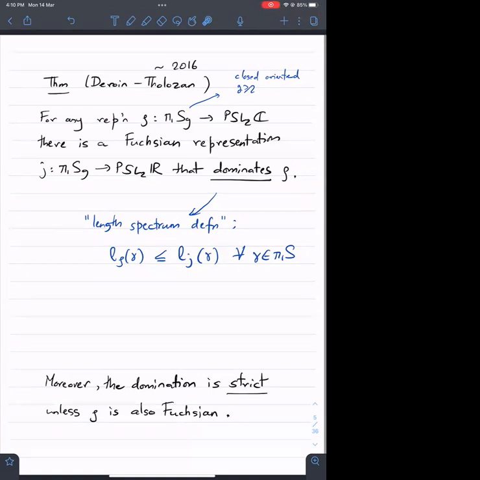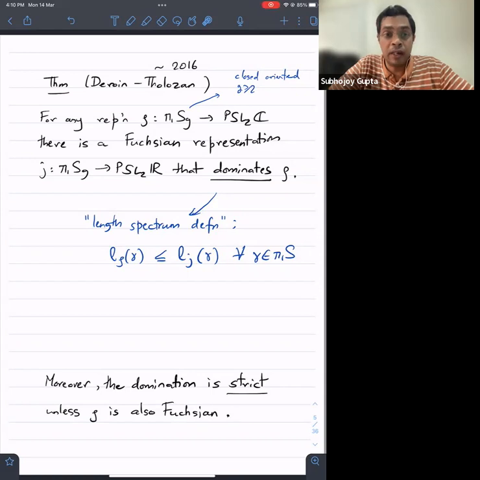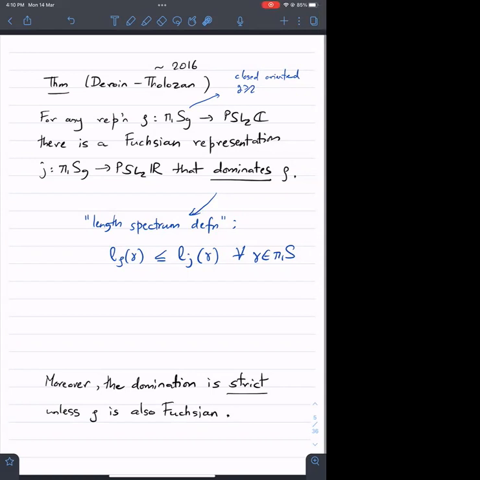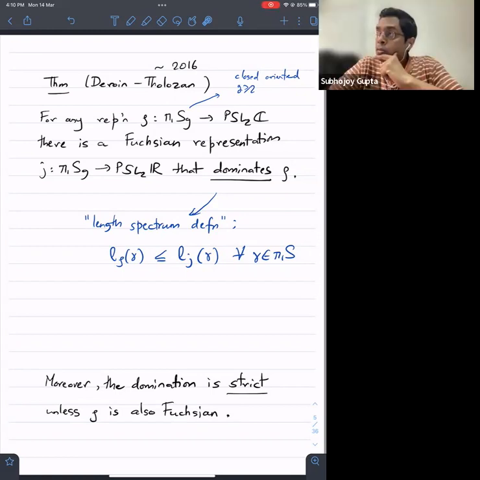Quick question. Are you assuming discrete faithful? No, this is for any representation. For something that's discrete faithful, this is basically the boundary of the convex hull and the associated PSL2R representation. Is that correct? Right. Let's see. So, yes, we'll see.